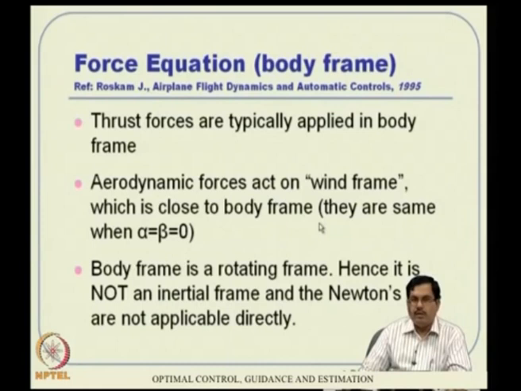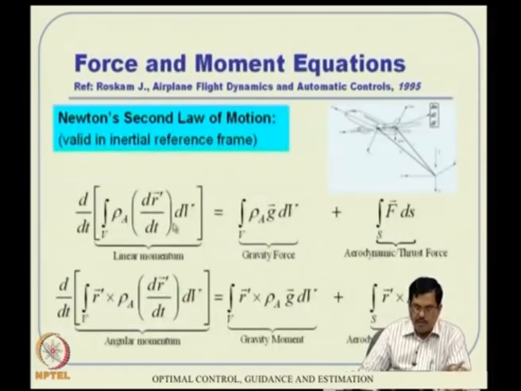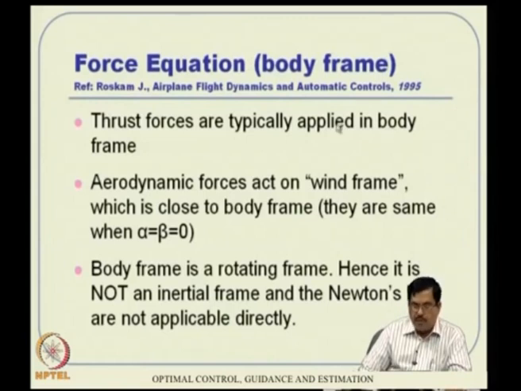Now, the problem here is that thrust forces are typically applied in the body frame, not in the inertial frame. Newton's laws, remember, are valid in the inertial frame. They are not valid in the body frame, because the body frame is really not an inertial frame. The thrust and aerodynamic forces typically act in the body frame anyway. All forces and moments act on the vehicle in the body frame. Aerodynamic forces typically act in what is called the wind frame, which is close to the body frame. They are exactly the same when alpha and beta, the angle of attack and sideslip angle, are 0. More on that you can see from the applied dynamics book.